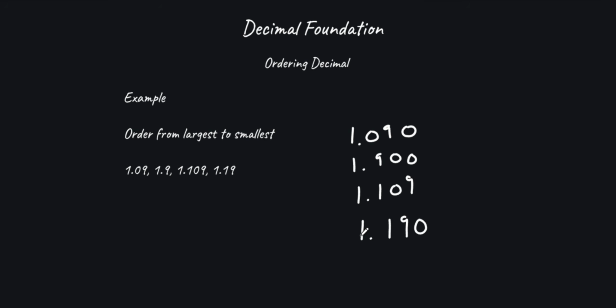So let's solve them. They all have 1. That means they're the same. We're going from largest to smallest. So let's look at the tenths. 9 is greater. So we will put 1.9, and then we have 1, which is greater than 0. Let's look at the hundredths now. The 0 and 9, 9 is greater. So we have 1.19, and then 1.109, and lastly would be 1.09. And this would be our answer.